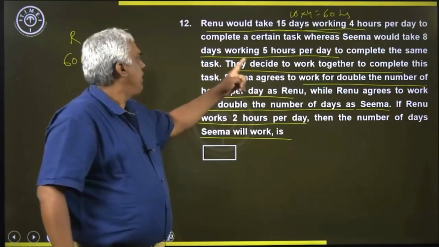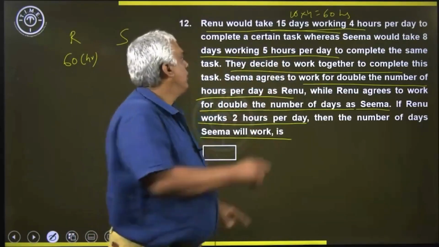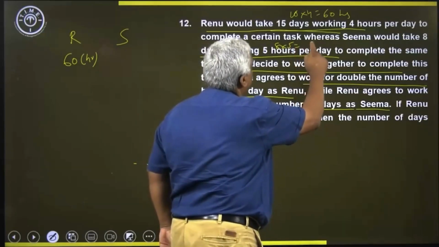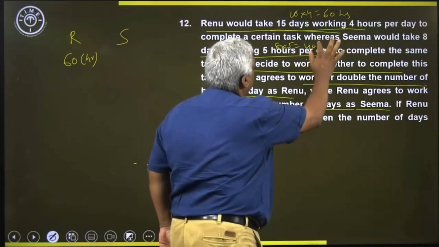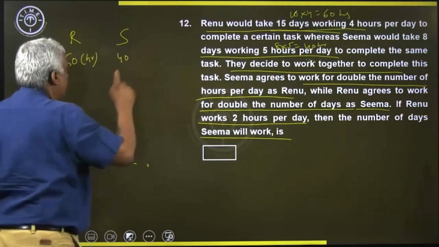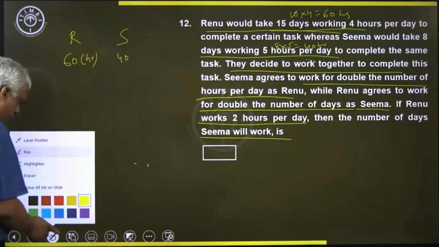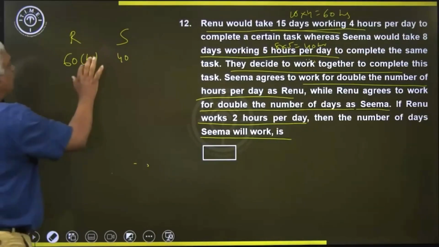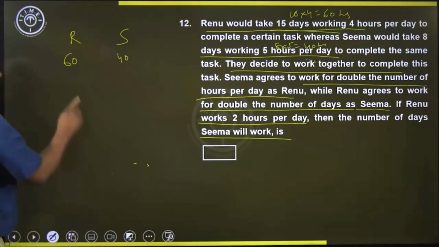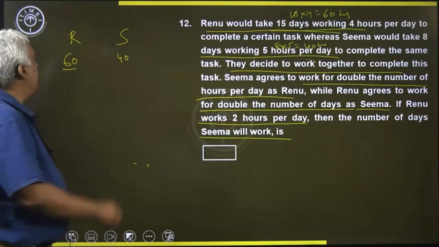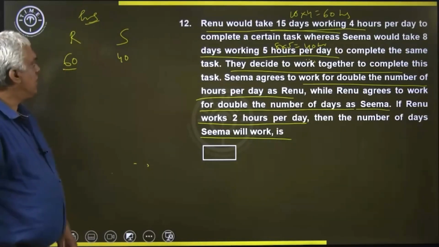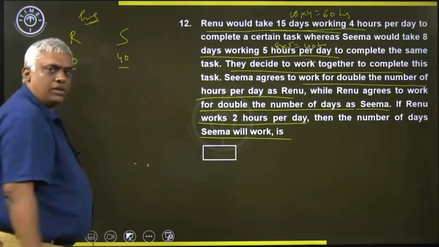Seema is taking 8 days working 5 hours a day. So 8 into 5, Seema is taking 40 hours. No need to write hours, just keep in mind that it is in hours. So Renu is taking 60 hours, Seema is taking 40 hours.